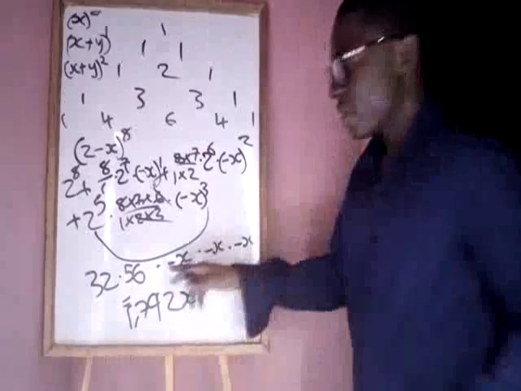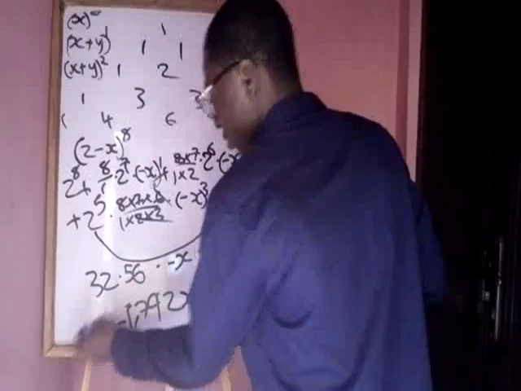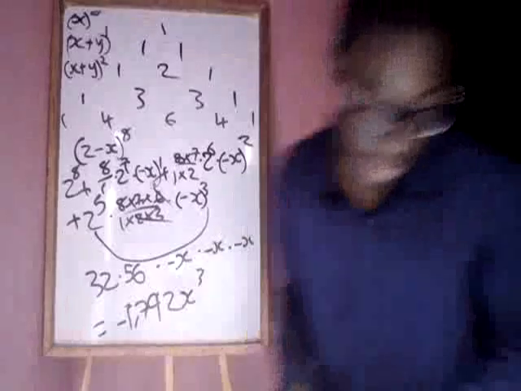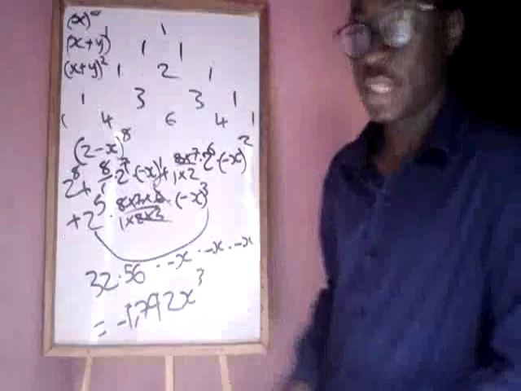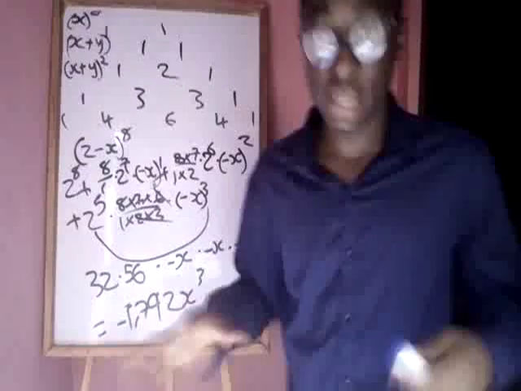But in this case, we have minus times minus times minus. That will give us minus. So our coefficient here is minus 1792. So that is it. You can check it out. That is the correct answer. Minus 1792. That will be the answer of this question.